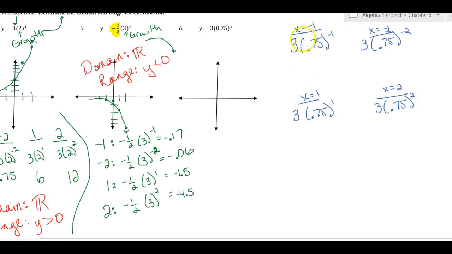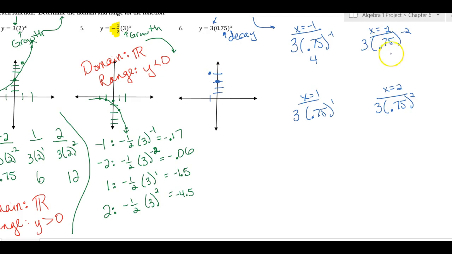Okay, so you should have plugged in -1, -2, 1, and 2 again. I know that's where it crosses. So it's crossing here, and this shows decay. So decay goes towards the axis. So since it's above, it's going to go down towards the axis. Okay, so when I plug in a -1, I get 4. So -1 is with 4.